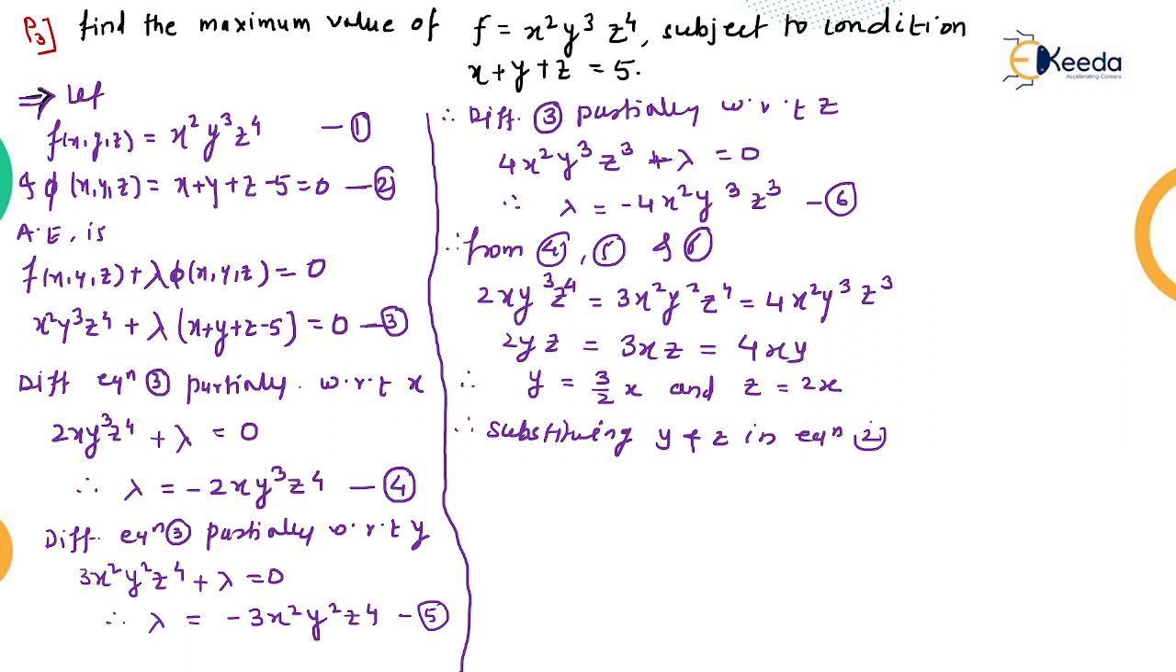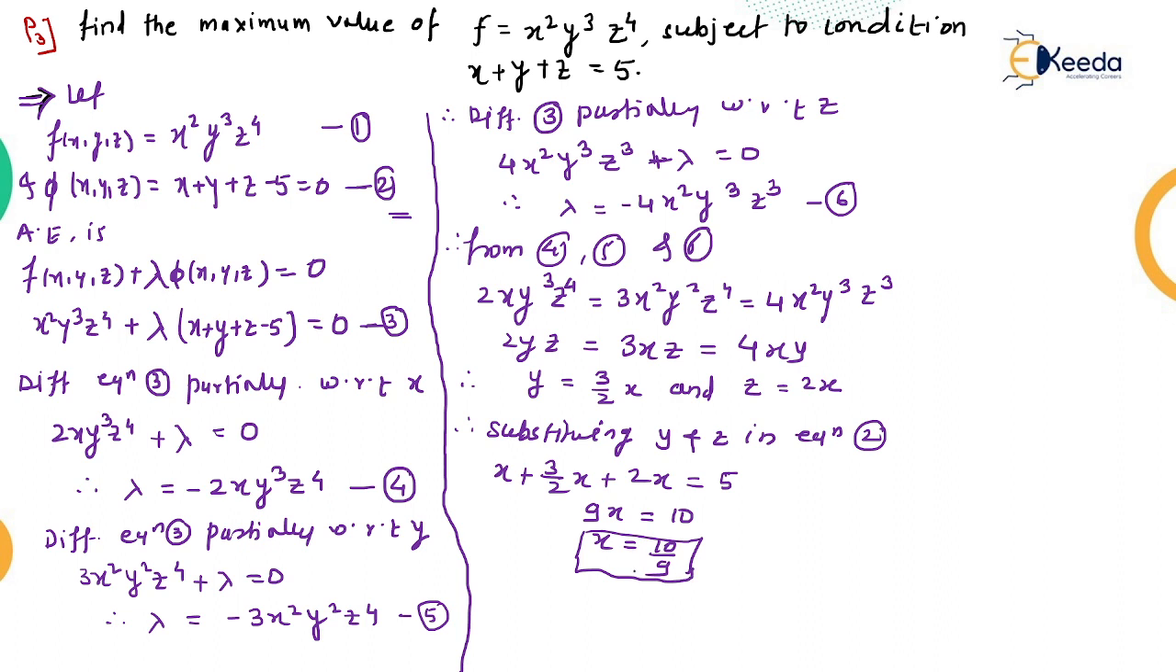So where is equation 2? You see, this is equation number 2, x plus y plus z minus 5. Therefore x remains as it is, plus the value of y is 3 divided by 2 into x, plus the value of z is 2x, and that is equal to minus 5, so I will write 5 on the RHS, that is equal to 5. So in total we get 9x divided by 2, or 9x is equal to 10. Therefore x is equal to 10 divided by 9.